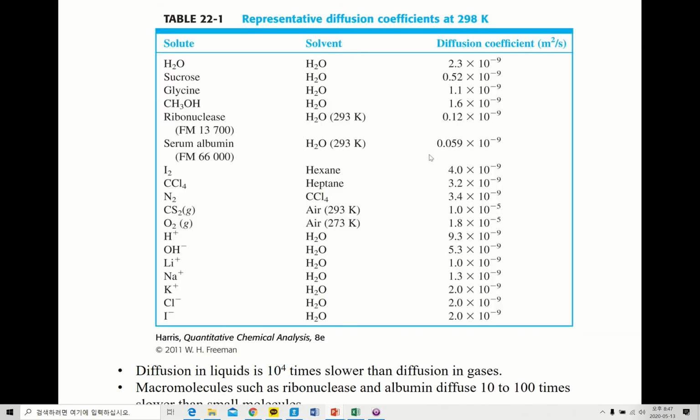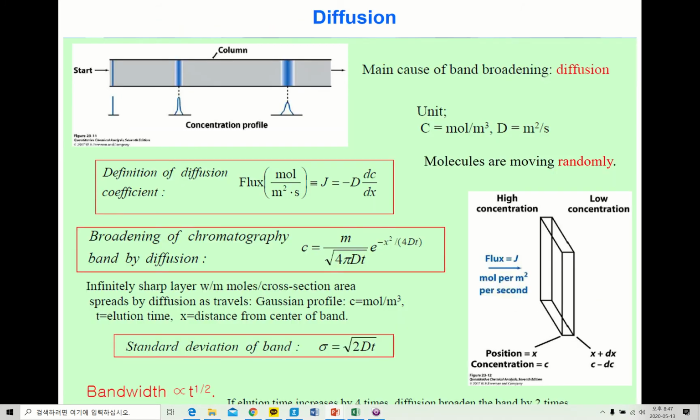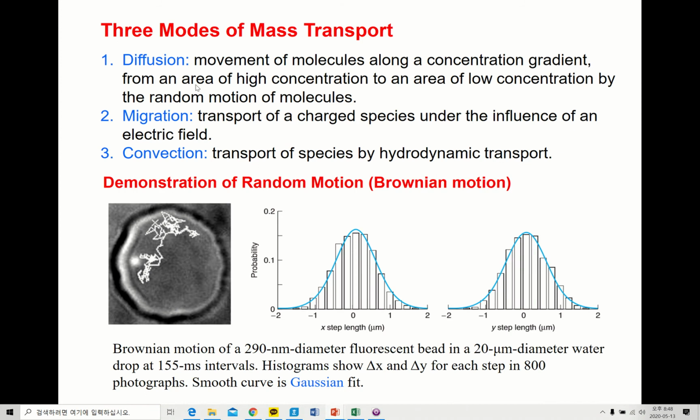Here, we already learned that as a solute is moving along this column, at first it is concentrated in a very small region, but as it goes down it spreads out, mostly because of the diffusion.